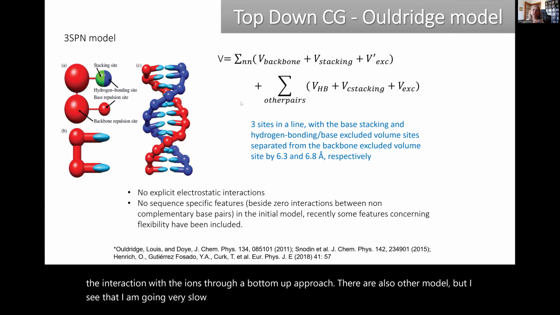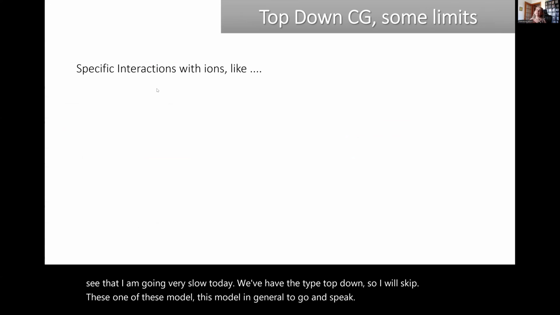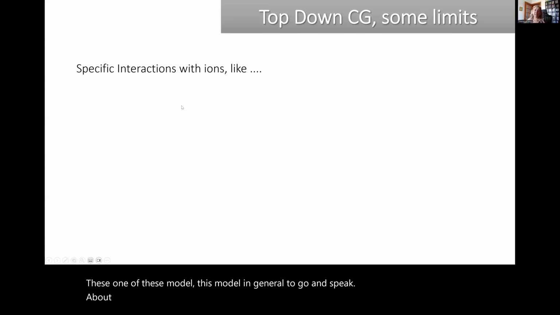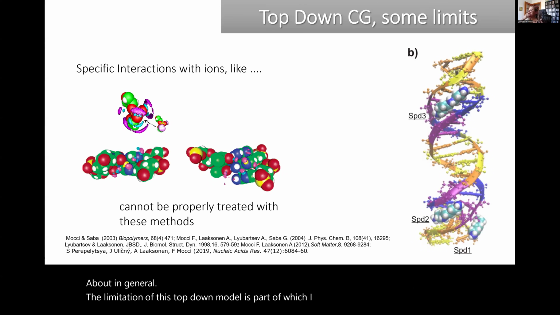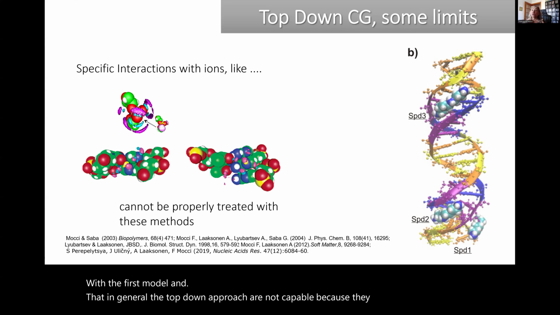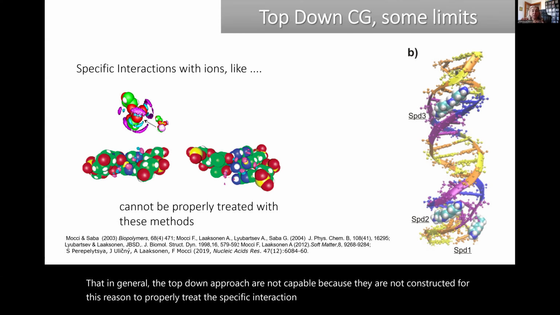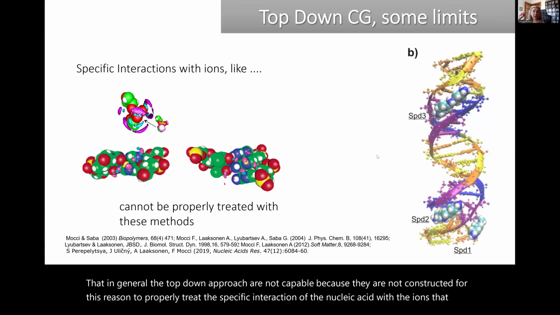There are also other models of the type top-down, but I see that I am going very slow today, so I will skip this one of this model in general, to go and speak about the limitation of this top-down model, part of which I have already emphasized with the first model. And in general, the top-down approaches are not capable, because they are not constructed for this reason, to properly treat the specific interaction of the nucleic acid with the ions. That is key of many phenomena related to DNA.